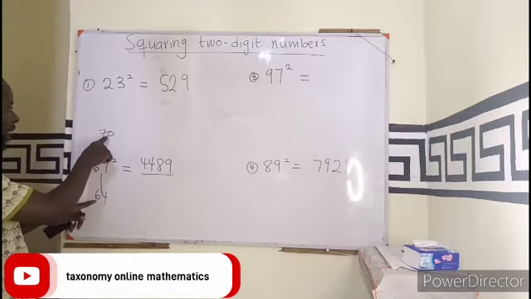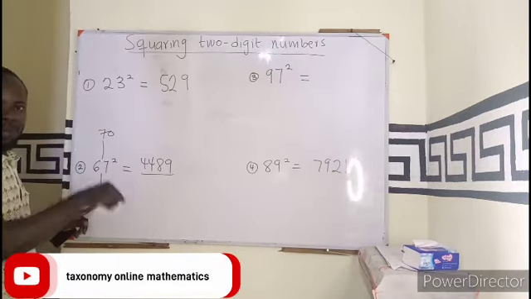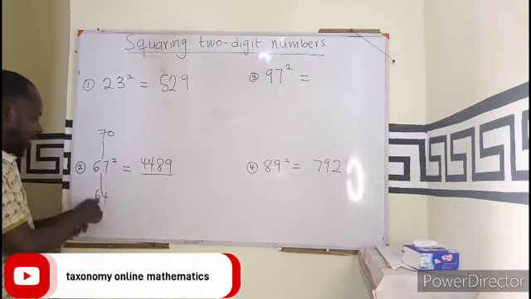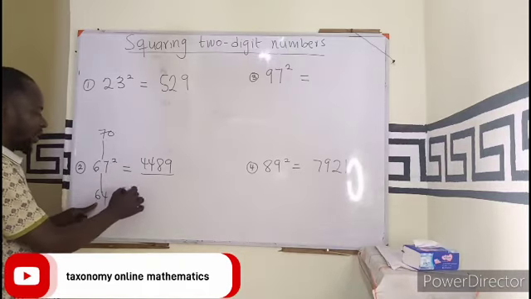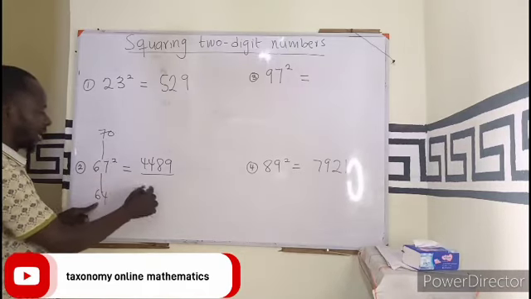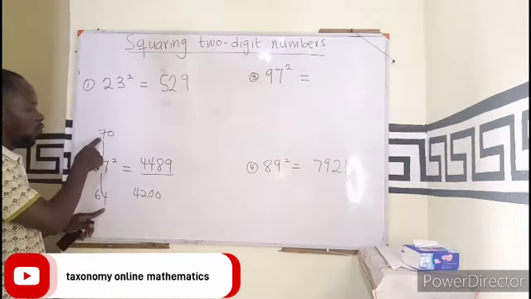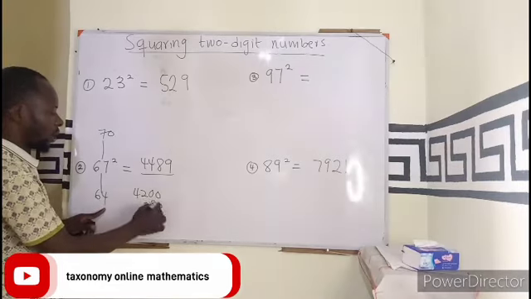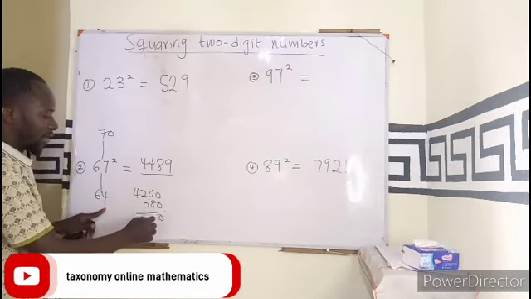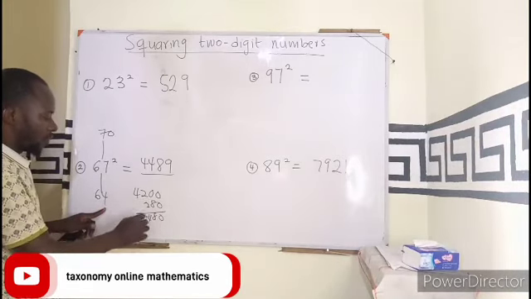So now I'm going to find the product of this. 60 plus 4. So 70 times 60. That will give me 42. 10 times 10, 100. 17 times 4, 280. So 280 added to this, 0, 8, 4, 4.